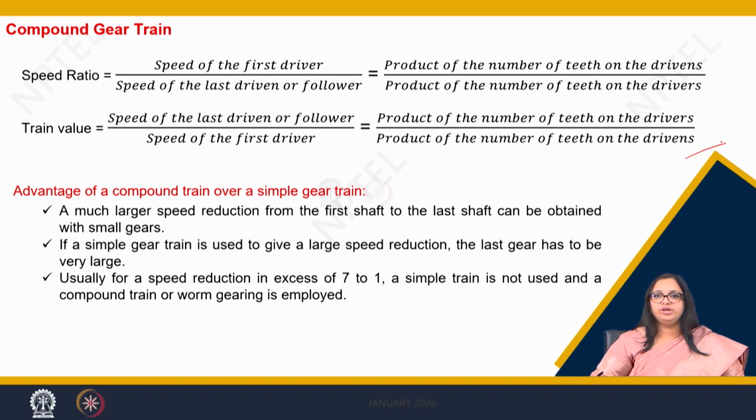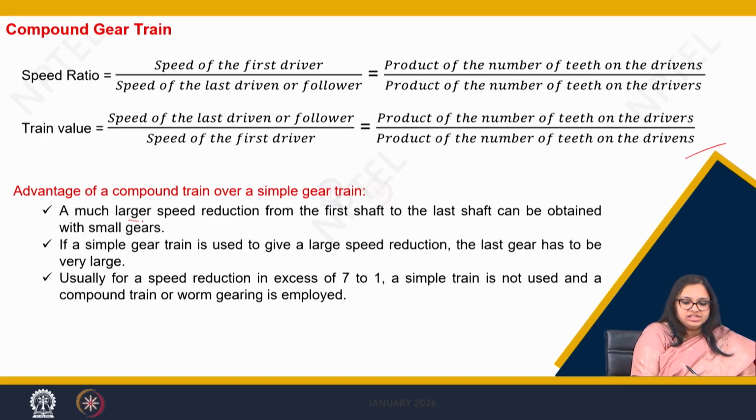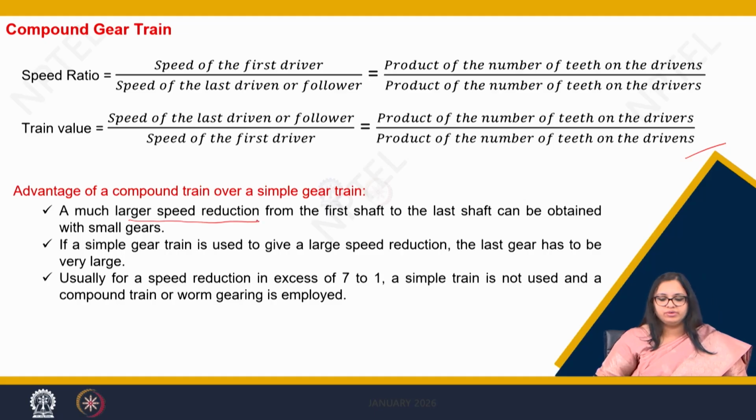Well, when do we use a compound gear train? When we need a very large speed reduction from the first shaft to the last shaft, and when the final gear on the driven shaft is very small, we use a compound gear train for smooth transmission of the power from one shaft to the other.